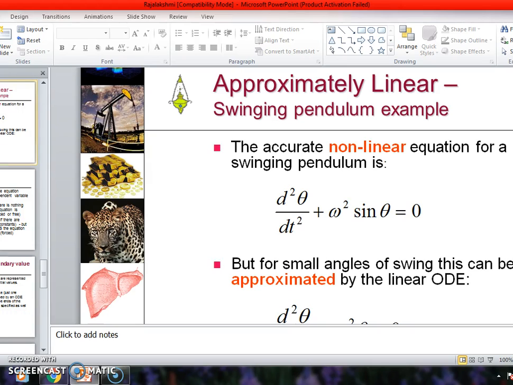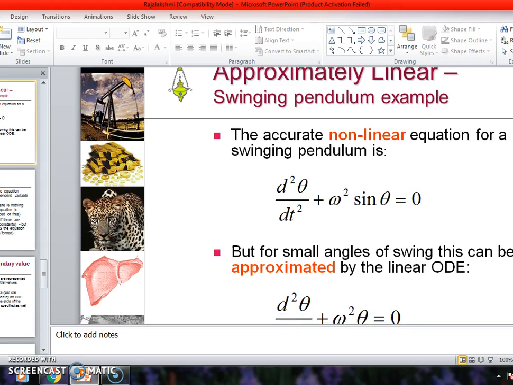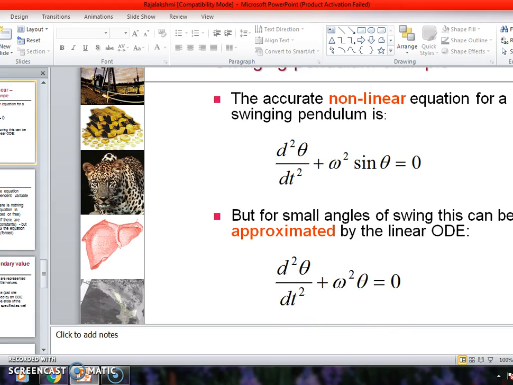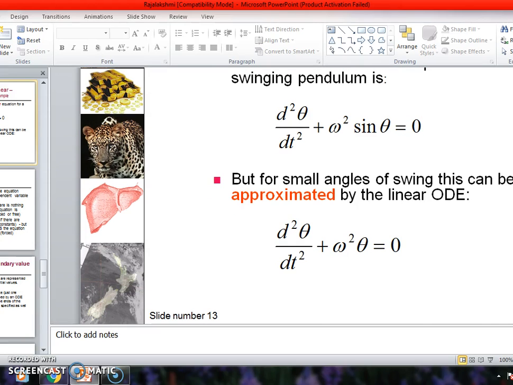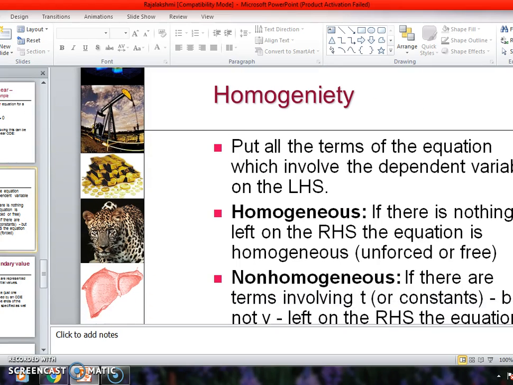Approximately linear properties: this problem is a swinging pendulum example. The non-linear equation for a swinging pendulum is d square theta divided by dt square plus omega square sin theta is equal to 0. But for small angles of swing, this can be approximated by the linear ODE d square theta divided by dt square plus omega square theta is equal to 0.